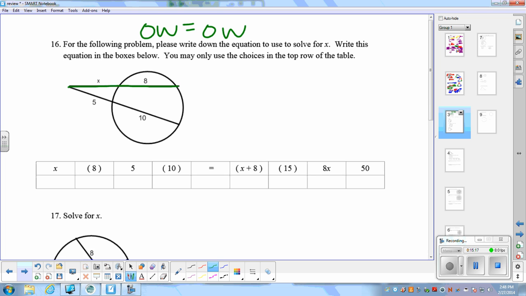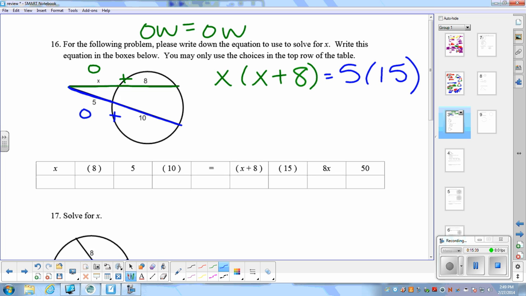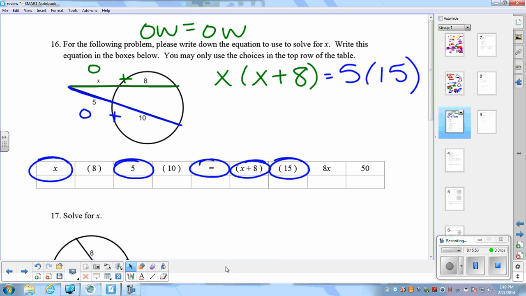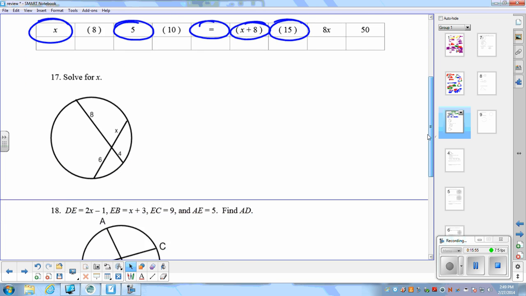So our top line, our outside this time is the x. So we have x, and the whole thing, we have to add the two together. So our whole thing is x plus 8. Then on our bottom secant, our outside is 5. So this equals 5 times whole line, add the two together. So 5 times 15. So we used the x, 5 equals plus 8, 15. And there we go. That's all we have to do for that one.